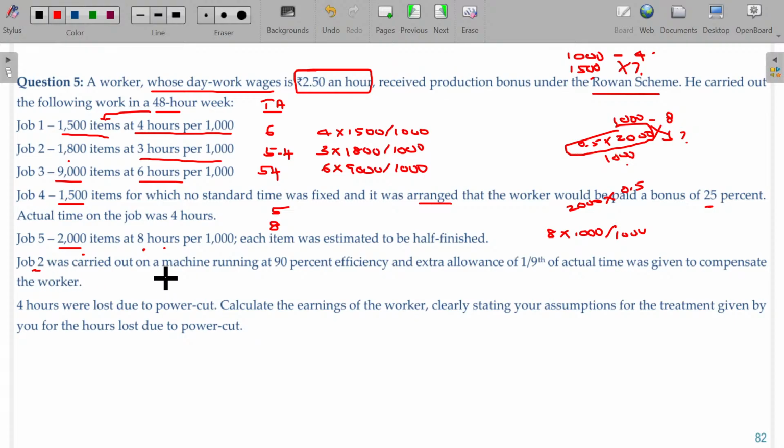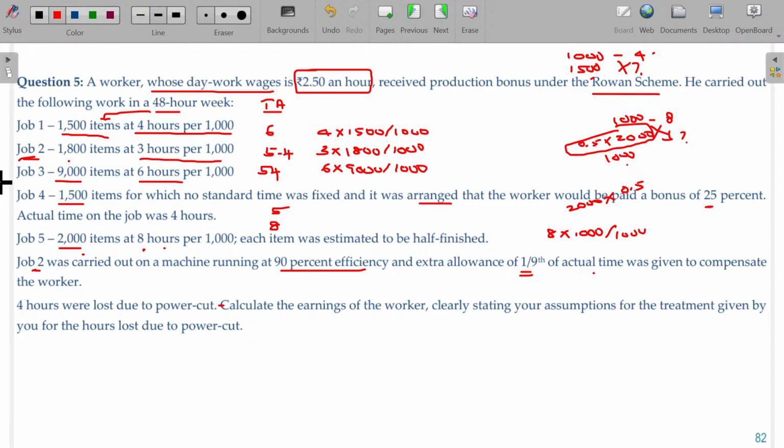Job number 2 was carried out on a machine running 90% efficiency. An extra allowance of 1/9 of the actual time was given to compensate the worker. Where the job 2 was done by a worker with an outdated machine. He always complains, sir, you are giving the modern new machines to another worker. He can outperform me definitely. If you are giving the old one, how can I prove my talent? So I cannot get the salary.